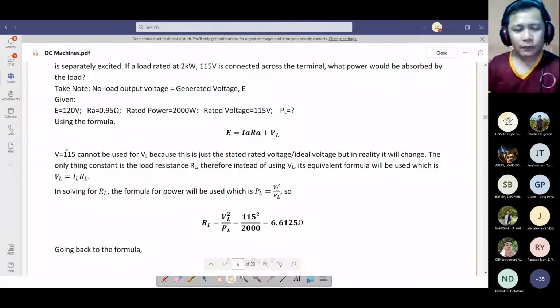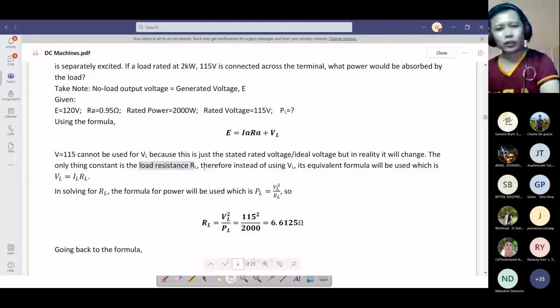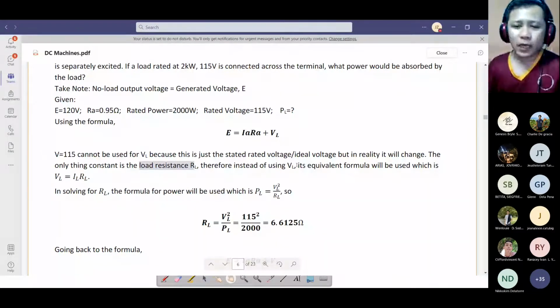Okay? V equal to 115 cannot be used for VL because this is just the stated rated voltage, or ideal voltage, but in reality, it will change. The only thing constant is the load resistance RL. So, imuhang load, of course, na gina resistance always. Therefore, instead of using VL, its equivalent formula will be used, which is VL equals ILRL. So, ang atoang VL this time, if we're going to solve for VL, we will use ILRL.